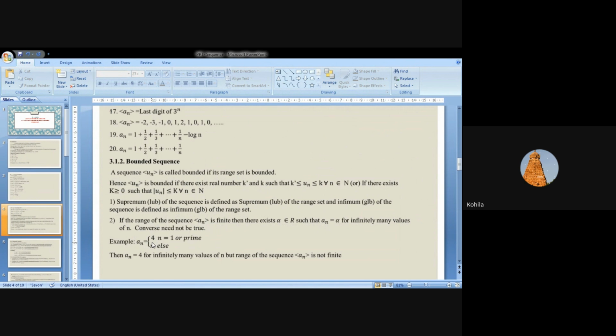Look at this example. When n equals 1 or a prime number, the result is 4, you have to substitute the value 4, and at other places you have to put n. Here a_n equals 4 for infinitely many values of n, but the range of the sequence a_n is not finite. This is a good example for the previous statement.